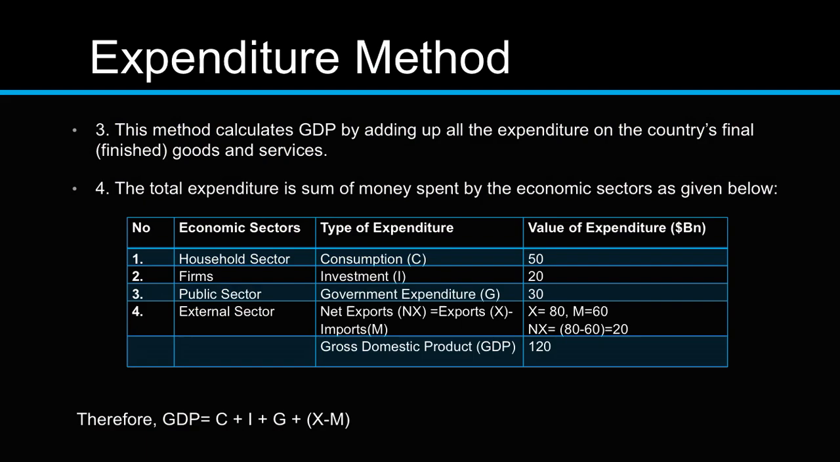can calculate the GDP. For example, if we take a look at the diagram here, 50 plus 20 plus 30 plus 20 from the net exports, where export is equal to 80, imports is equal to 60, net exports is export minus imports, 80 minus 60, we get about 20. So by adding up the 50, 20, 30, 20, we'll be getting about 120.